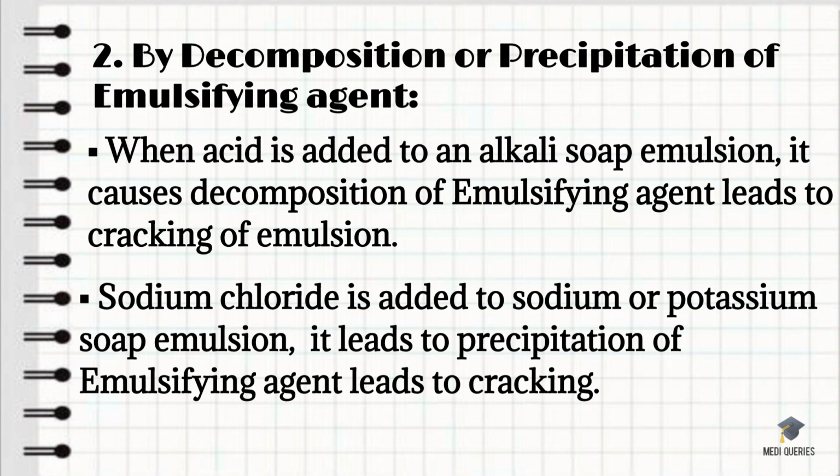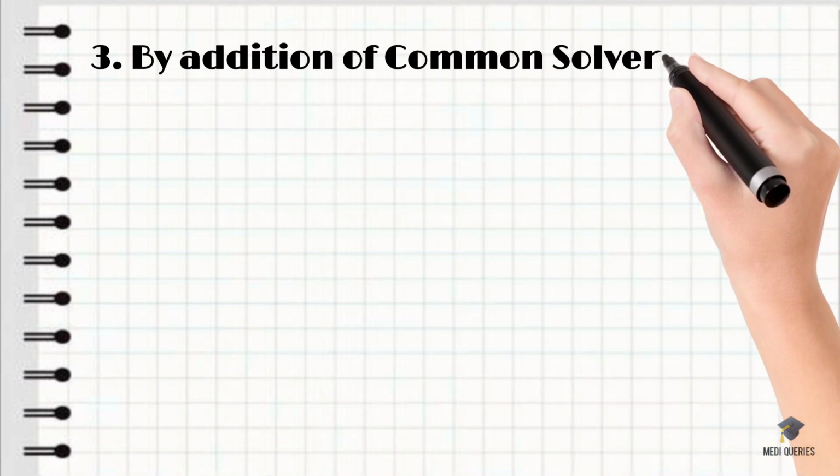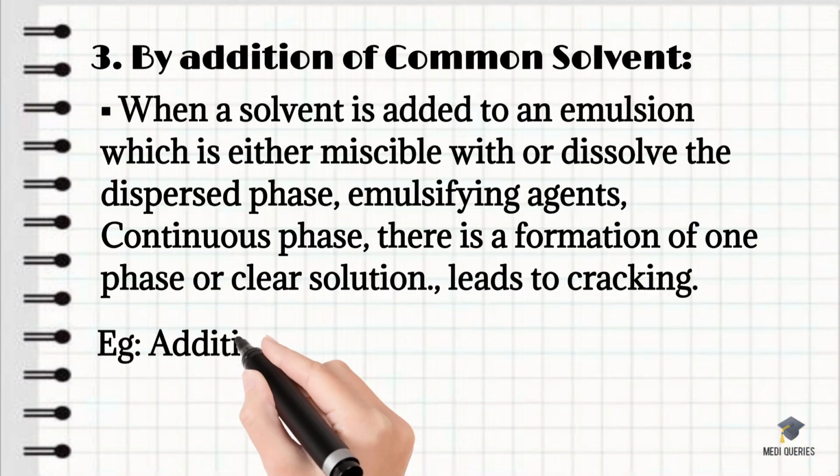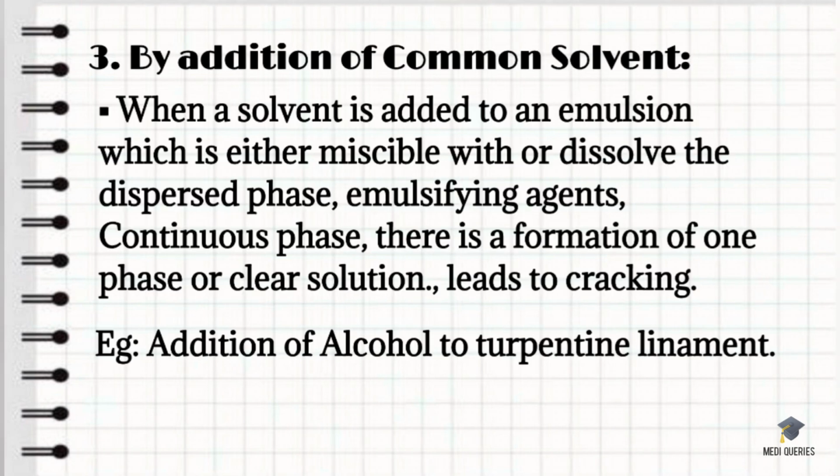Okay, or by addition of a common solvent. When a solvent is added to an emulsion which is either miscible with or dissolves the dispersed phase, the emulsifying agent and the continuous phase, there is a formation of one phase or a clear solution. So this leads to the cracking of the emulsion. For example, addition of alcohol to the turpentine liniment leads to the formation of a clear solution because turpentine oil, soft soap and water are soluble in alcohol.